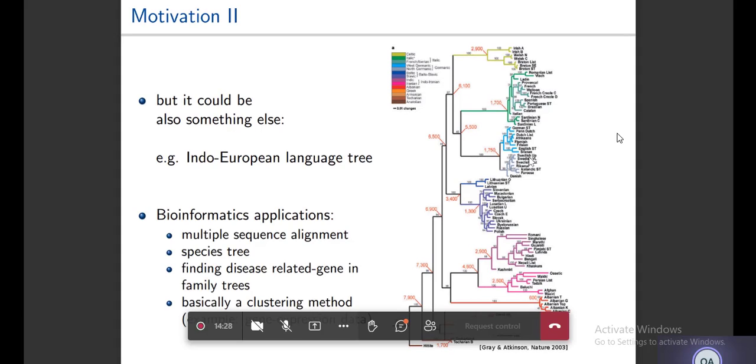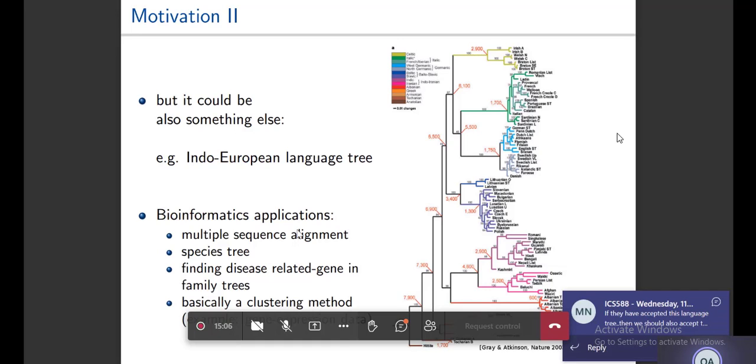Anyway, for bioinformatics we use it, for example, for multiple sequence alignment, which we already saw last time. We can also use it for species trees, or for finding disease-related genes in a family. You can also use it to study things other than evolution, and for clustering, including gene expression clustering. Those are all applications of the phylogenetic tree in bioinformatics.